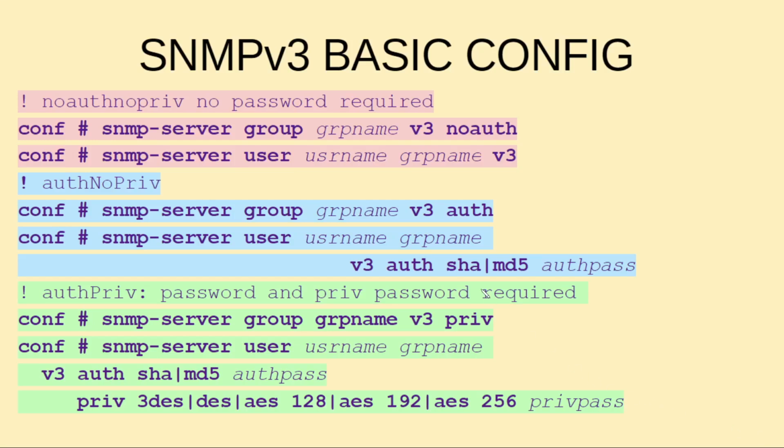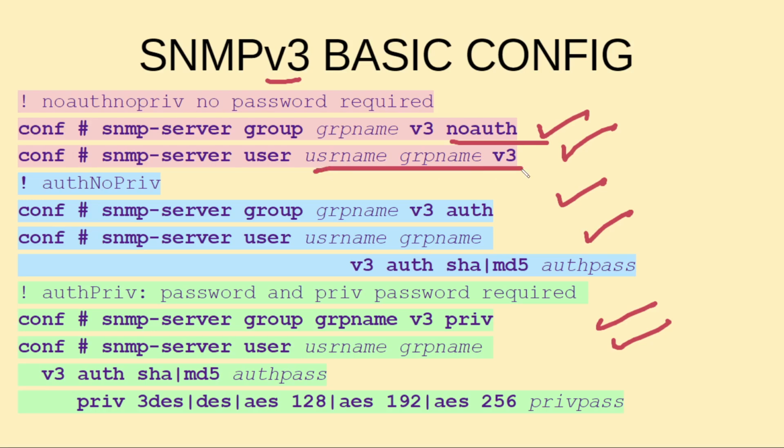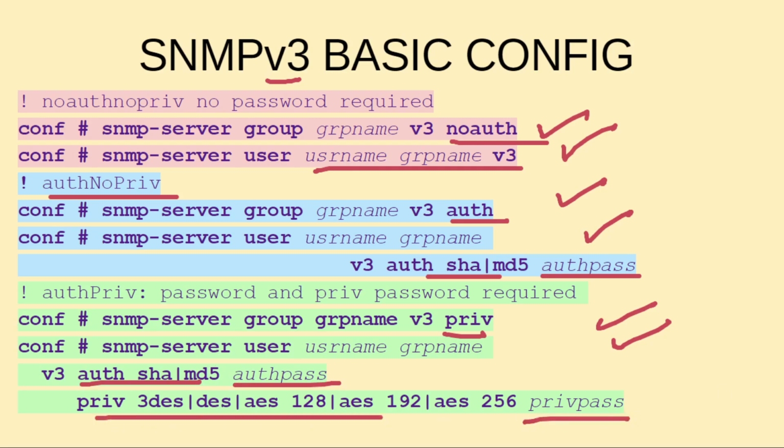Now, these are examples of how to configure version 3 with the minimal configuration. One user, one group, one user, one group, one user, one group. In the case of no authentication, no privacy, we're going to use this parameter for the group, and the user is not going to provide any password or algorithm at all. For authentication, no privacy, we're going to use this parameter, and the user is going to provide an authentication algorithm and an authentication password. For authentication privacy, we're going to use this parameter for the group, and the user must provide an authentication algorithm, an authentication password, a privacy algorithm, and a privacy password.